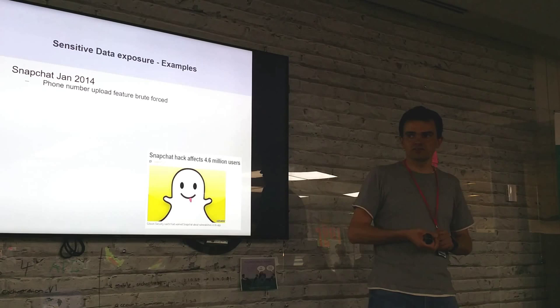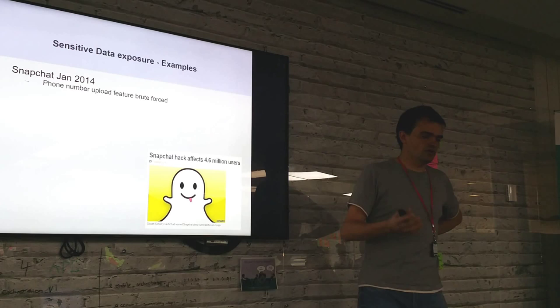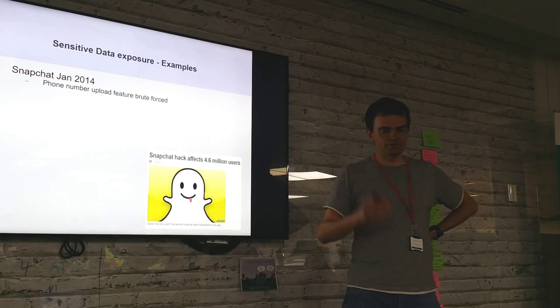So they were brute forcing the system, where it should have said, well, no, maximum number of friends you have at the moment is 200, and then try again in a month, and we'll let you do another 200, not billions all in one go.